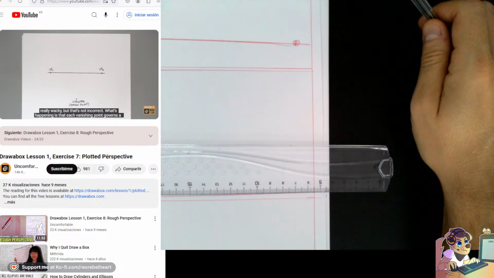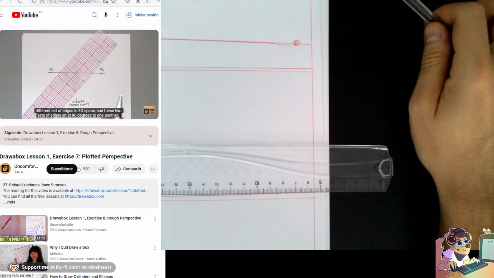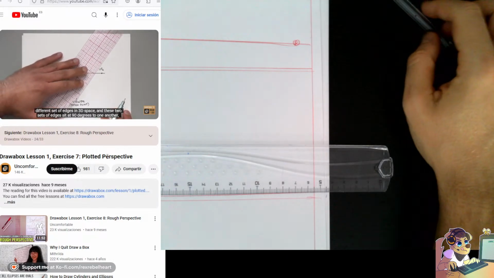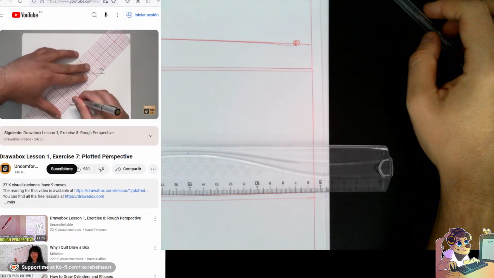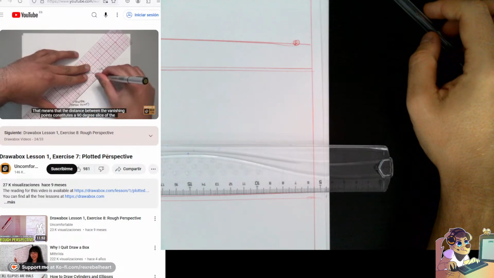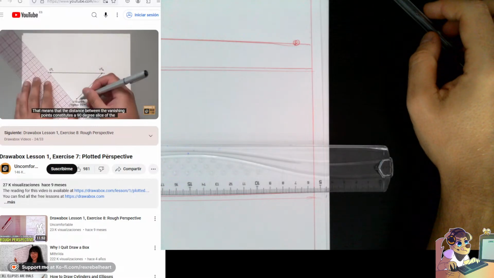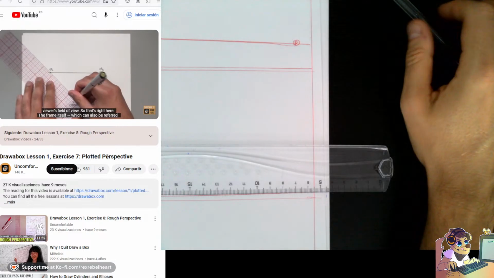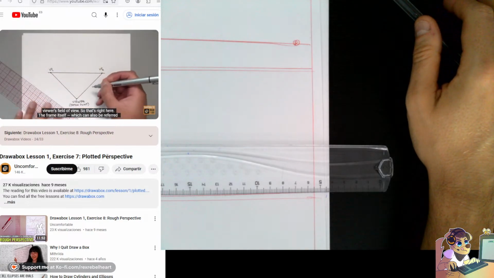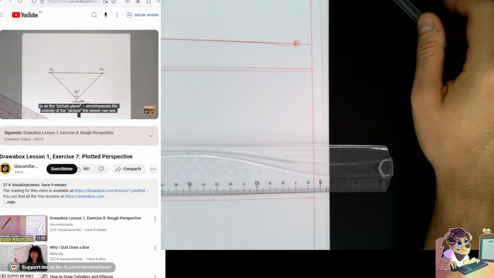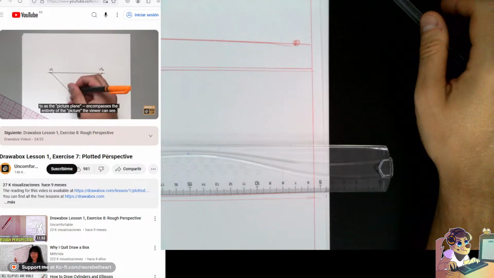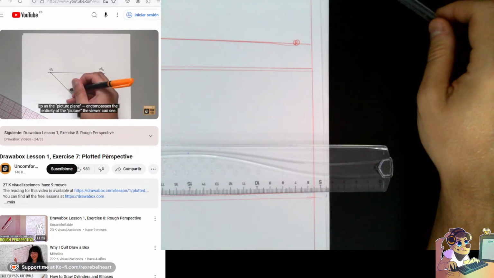What's happening is that each vanishing point governs a different set of edges in 3D space, and these 2 sets of edges sit at 90 degrees to one another, as would the 2 horizontal sets of edges that help to make up any box. That means that the distance between the vanishing points constitutes a 90-degree slice of the viewer's field of view. So that's right here. The frame itself, which can also be referred to as the picture plane, encompasses the entirety of the picture that the viewer can see.